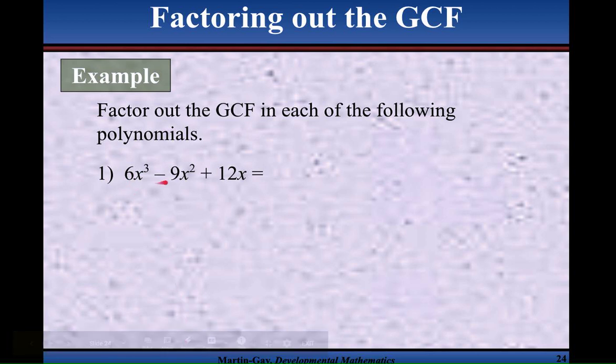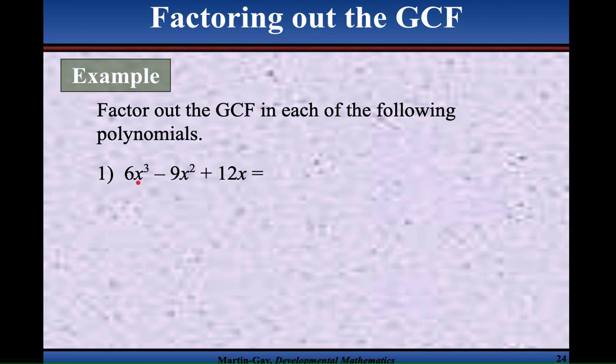I'm going to take my 6, my 9, and my 12, and I'm going to look at that and find the common factor, the greatest one. And remember, factors are the numbers that you multiply to get the number. So factors of 6 are 1 times 6, 2 times 3, and then 1 times 9, 3 times 3, and so on and so forth. So I can see that the greatest common factor for my numbers is the number 3.